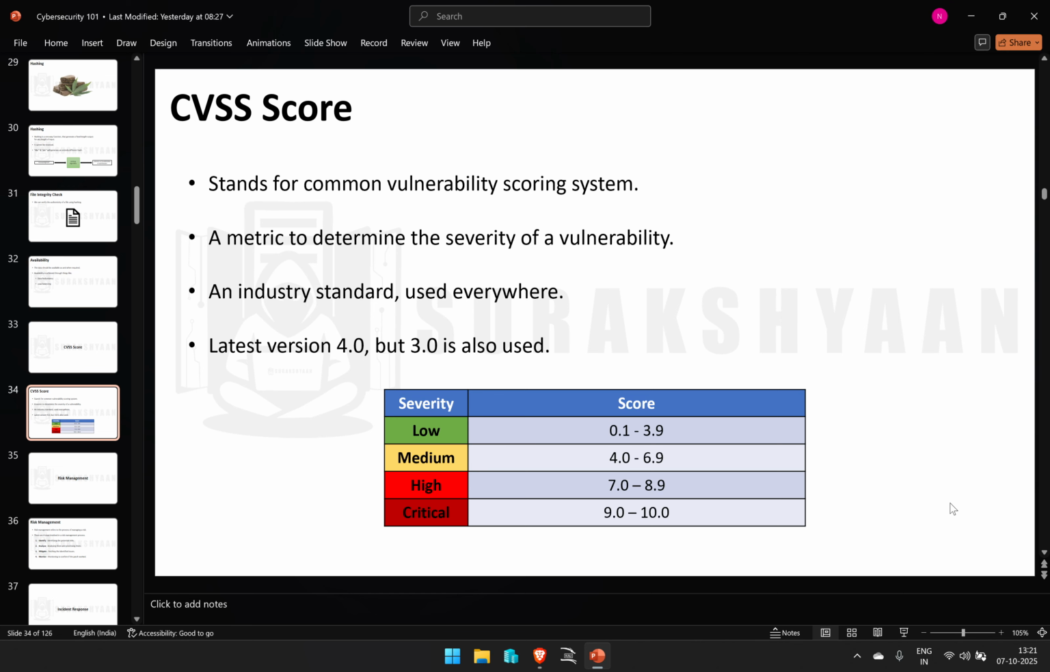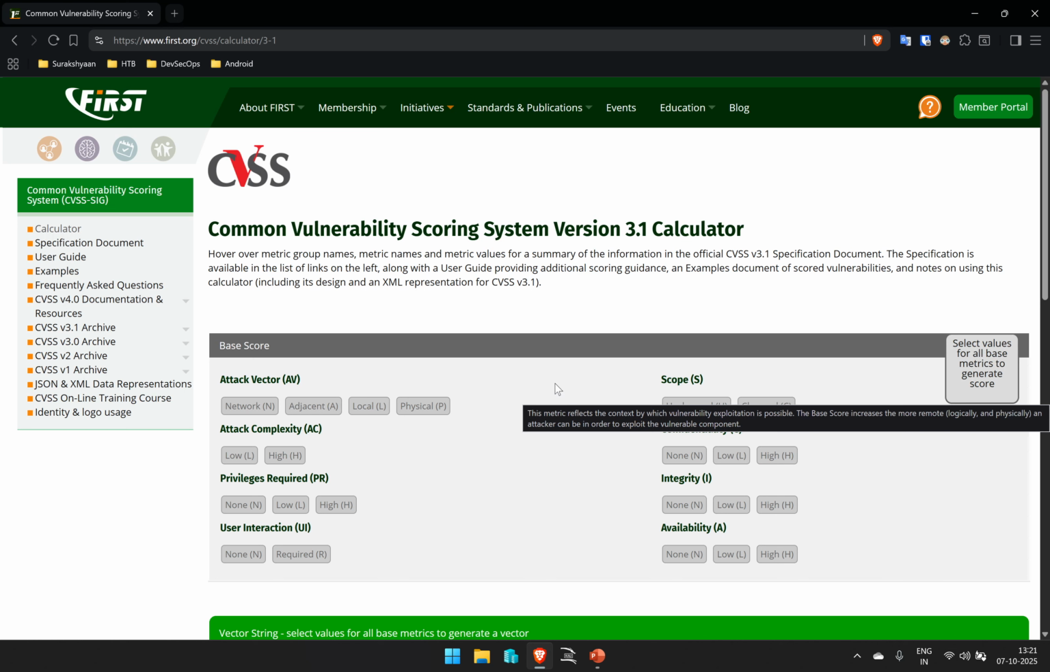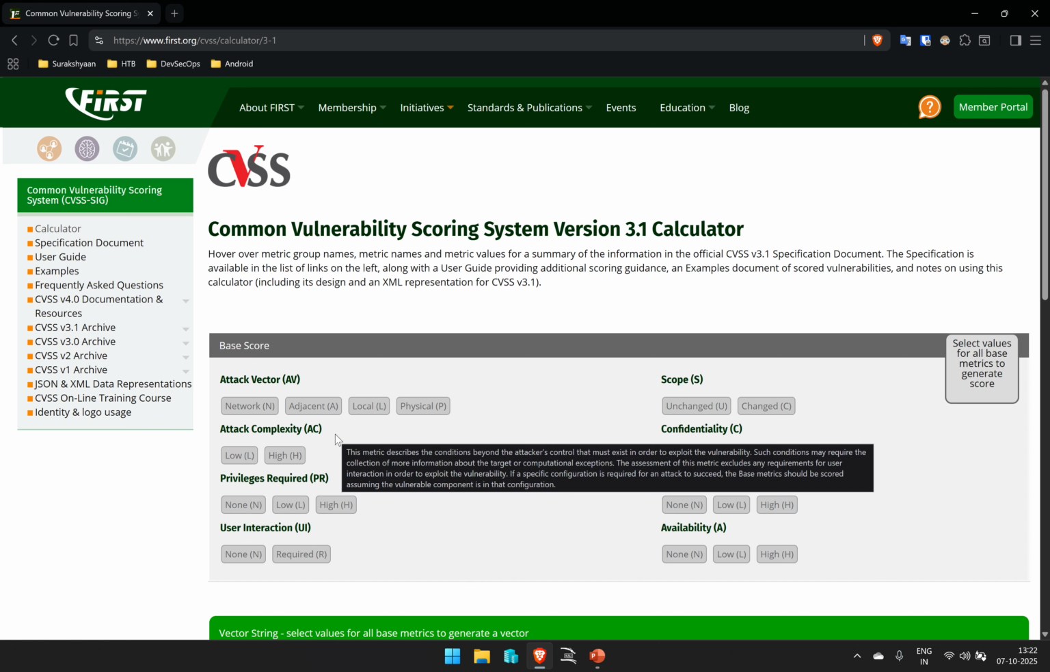So let's have a look at how CVSS score is calculated. We have this CVSS score calculator and we have different metrics using which the CVSS score is calculated. Attack vector basically tells how or where the attacker needs to be in order to carry out this attack. Does he have to be in a different network or an adjacent network, or does he require some physical access to the computer? Attack complexity means how complex it is to exploit this vulnerability or carry out this particular attack.